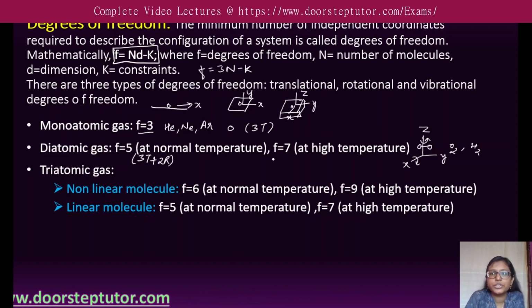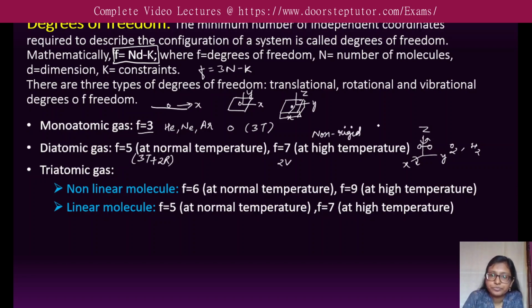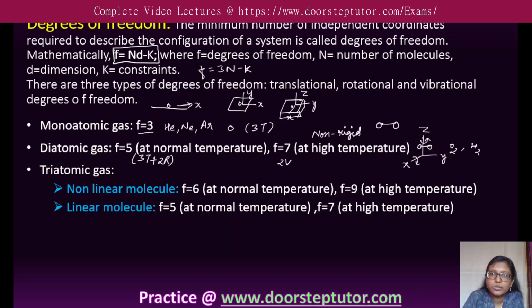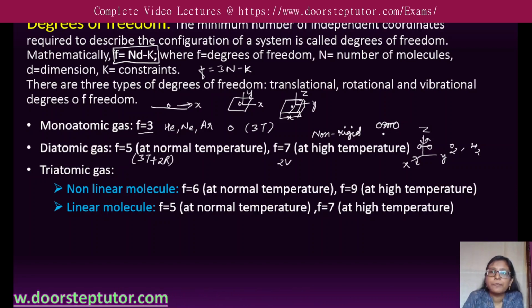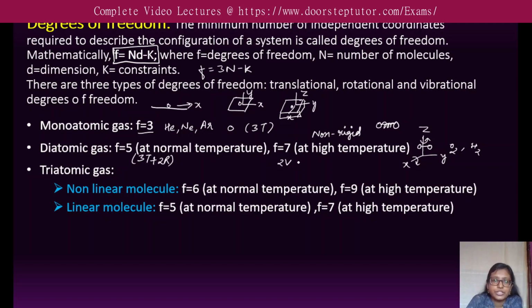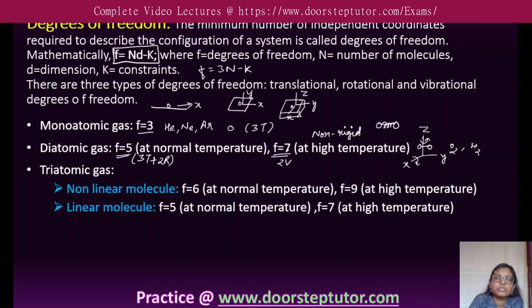At high temperature, it will have two more vibrational degrees of freedom, since if the molecule is non-rigid, then we can consider the bond as a spring which can vibrate. So if we apply high temperature, then it will vibrate along its bond, and it will possess two additional vibrational degrees of freedom. So at normal temperature, total degrees of freedom will be 5, and at high temperature, total degrees of freedom will be 7.